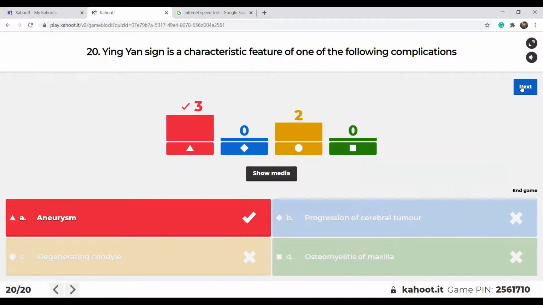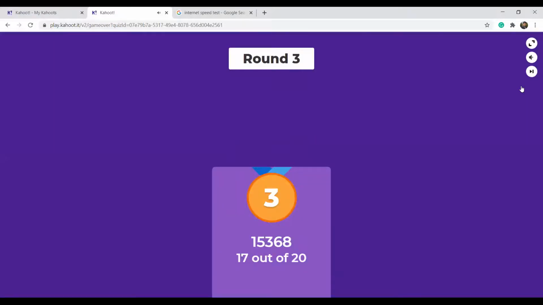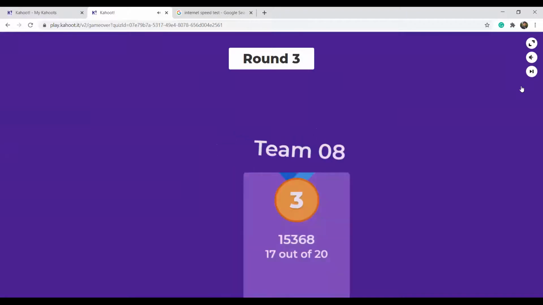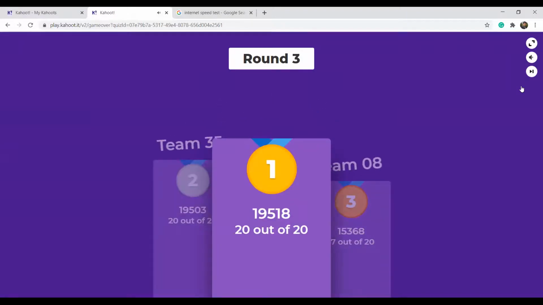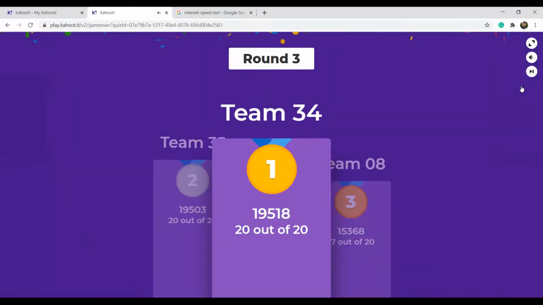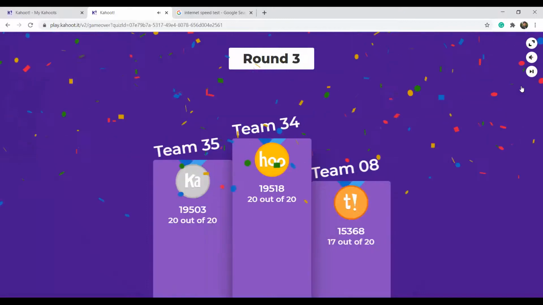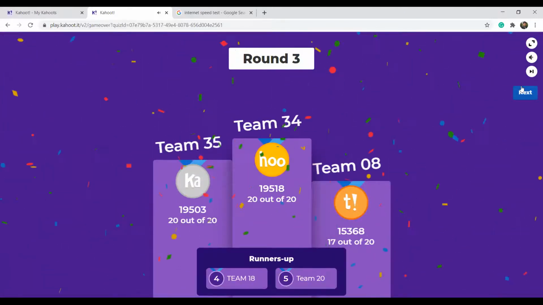Now the scoreboard. Well, by the end of round 3, we have team 8 in the third place, team 35 in the second, and it is team 34 on top. Well done. The others can still catch up.